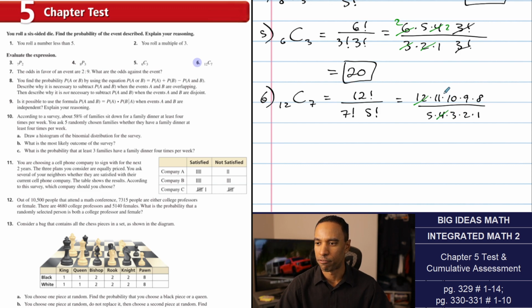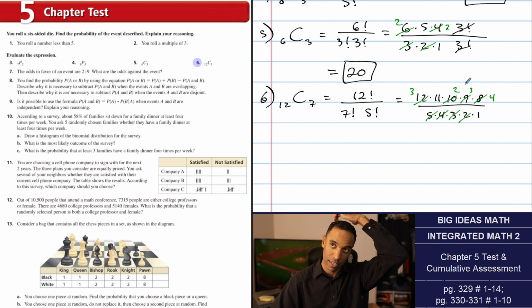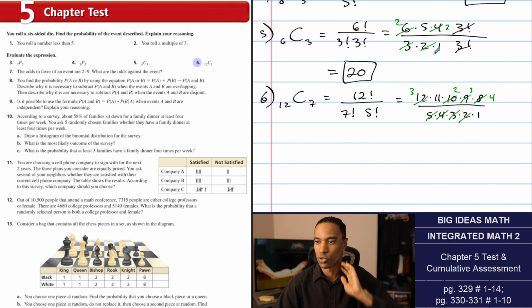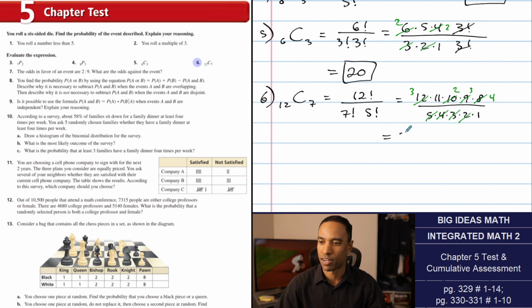12 divided by 4 is 3. 10 divided by 5 is 2. 9 divided by 3 is 3. 8 divided by 2 is 4. So I have 9 times 4 is 36, times 2 is 72, times 11 is 792.